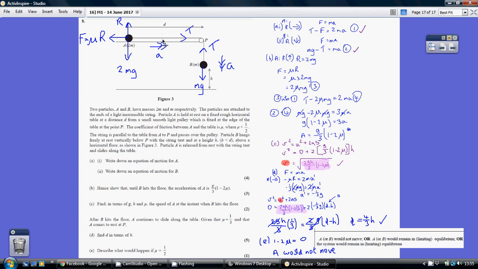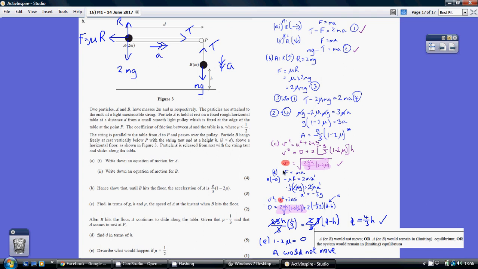But what's important to take on board is its initial speed for this second journey, if you like, is the same as the final speed just before B hit the floor. So anyway, I'm going to be using v squared equals u squared plus 2as, but I need to work out what my revised acceleration is, or deceleration as it's going to be.